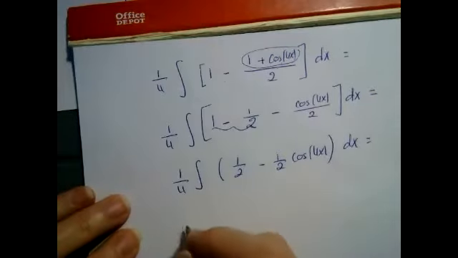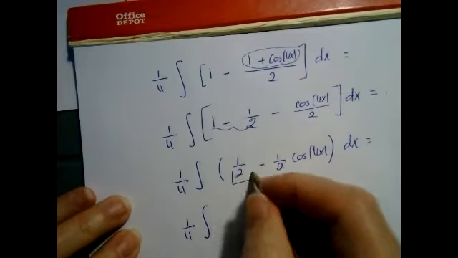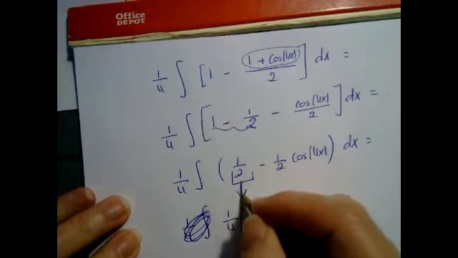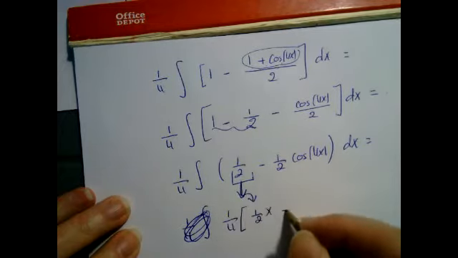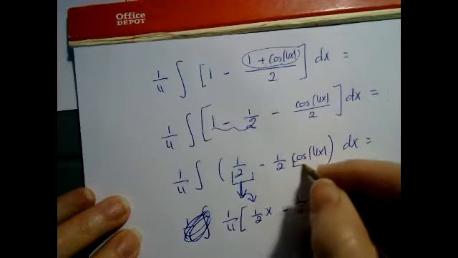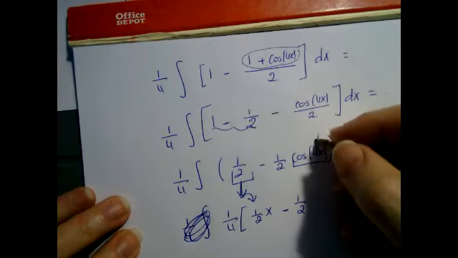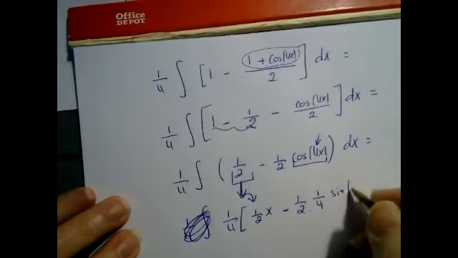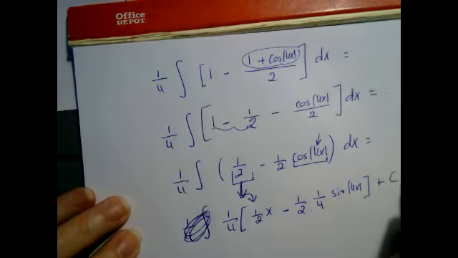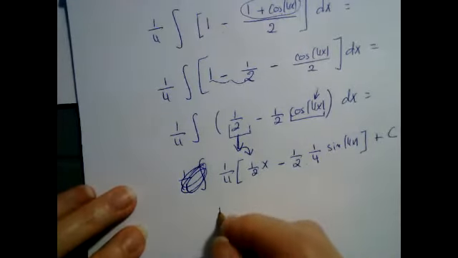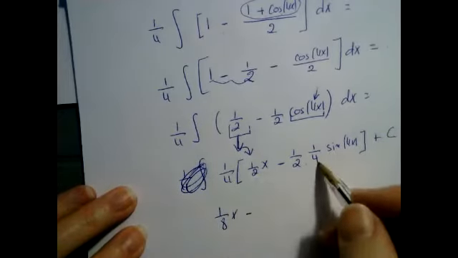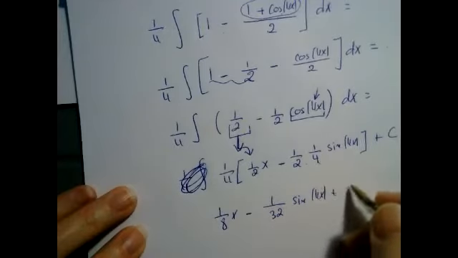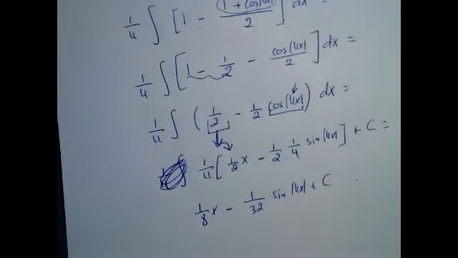And now it's time to evaluate each term. 1/4 times the antiderivative of 1/2 is a half times x, minus a half times the antiderivative of cosine 4x, because I have to use substitution here, and this would give me 1/4 sine 4x plus a constant C. So finally, I will get 1/8 x minus 1/32 sine 4x plus C. Okay, questions before we move on?